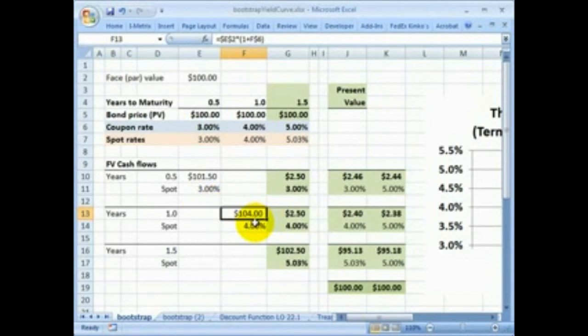And so for the 6-month treasury bill, the spot rate is 3% just like the coupon, and for the 1-year treasury bill, the spot rate is 4% just like the coupon. So far, so good.